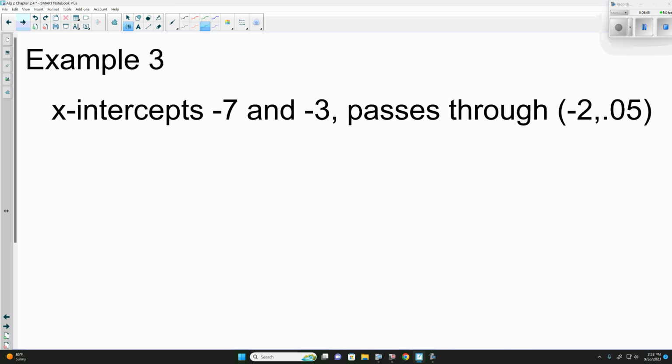X-intercepts are negative 7 and negative 3 and passes through the point negative 2, comma 0.05. Which form will we use? X-intercept, because it said that we're dealing with the x-intercept. So y equals a times x minus p times x minus q. So this time we're looking for the values of p, q, and a. What are the values of p and q? One of them is going to be negative 7, the other is going to be negative 3.